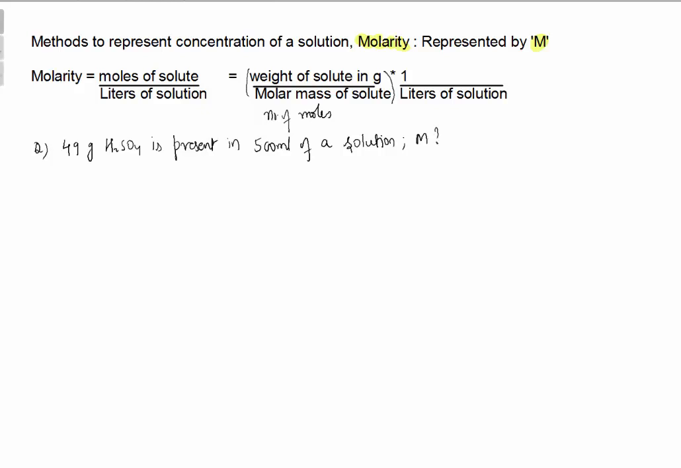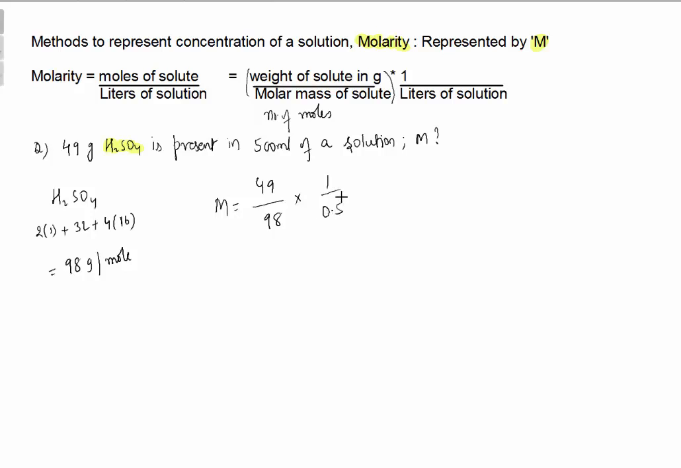In this case, it is H2SO4. Please remember, we need to remember few atomic mass, that is H2SO4 is 2 into 1 plus 32 plus 4 into 16, which is equal to 98 gram upon mole. Now, if you plug that in the formula, M is equal to 49 upon 98 into 1 upon 0.5.